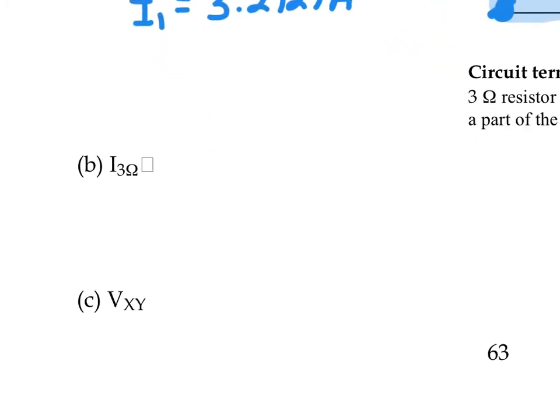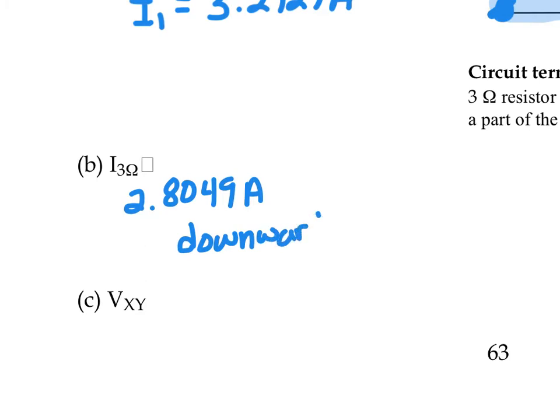you will find that that turns out to be essentially 2.8049 amperes downward, the way the circuit is drawn here.